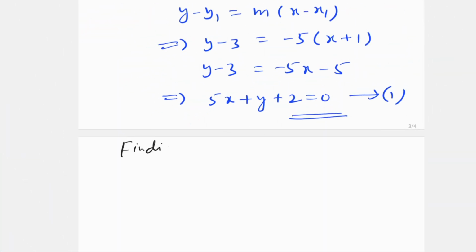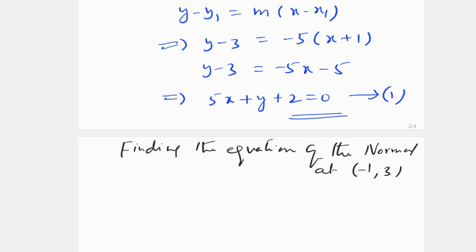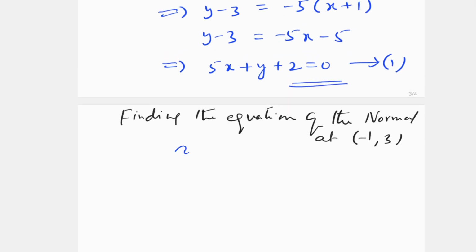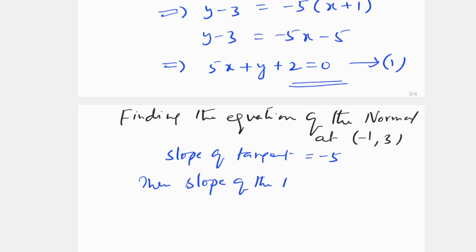Now finding the equation of the normal at the same point minus 1 comma 3. But before we find the equation of normal, we shall write the slope of normal. Slope of tangent, we have found, is minus 5. Then the slope of the normal will be the reciprocal of it with minus sign, minus 1 by m. If it is m, then the slope of the normal will be minus 1 by m.